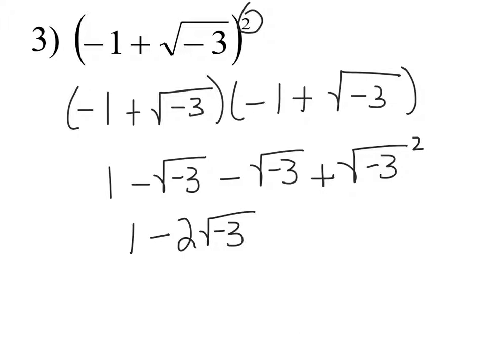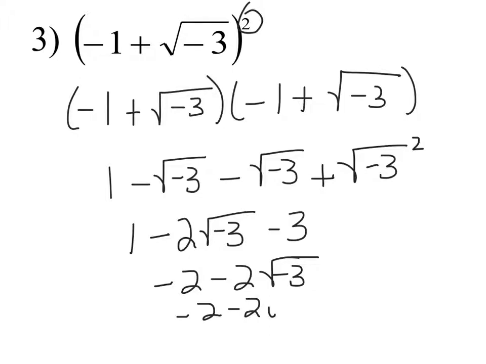And I'm going to simplify this. Positive root -3 squared, well, that's just a -3. So the next thing I'm going to do is combine like terms. So 1 minus 3 is -2. So I have a -2 minus 2 root -3, except I'm not going to leave that as a root -3. I'm going to rewrite that as a -2i root 3.